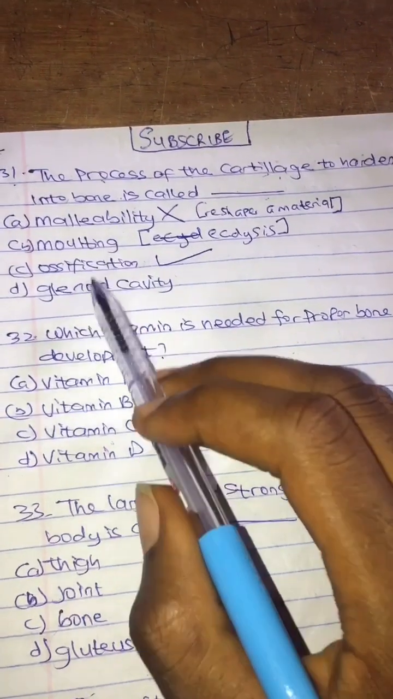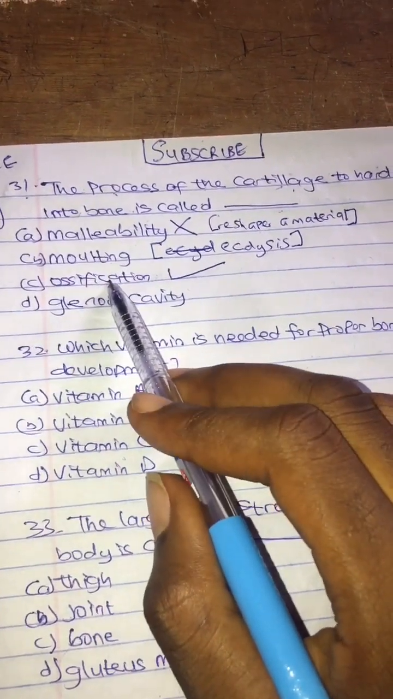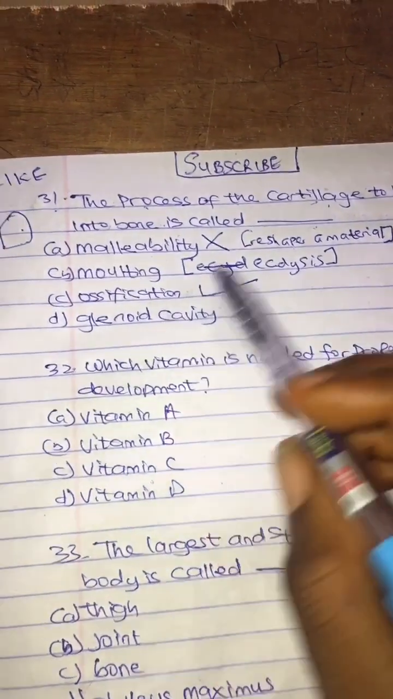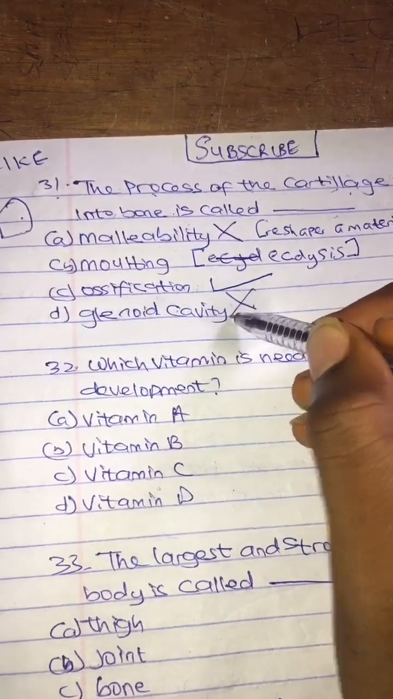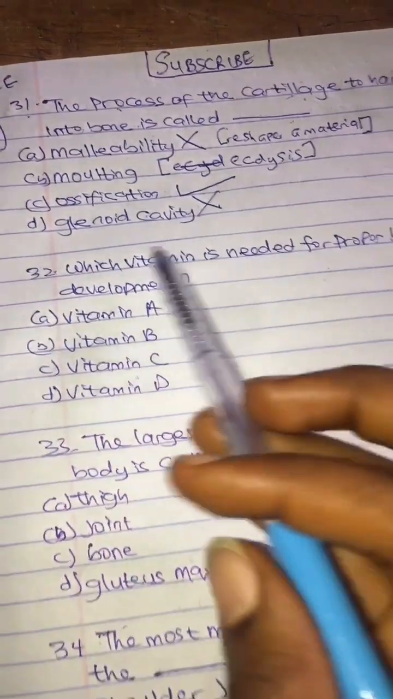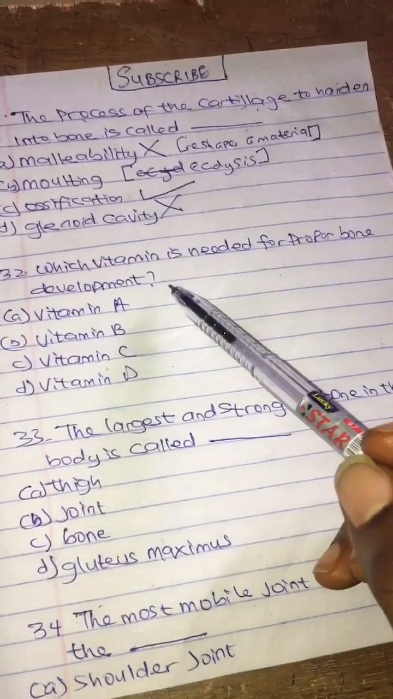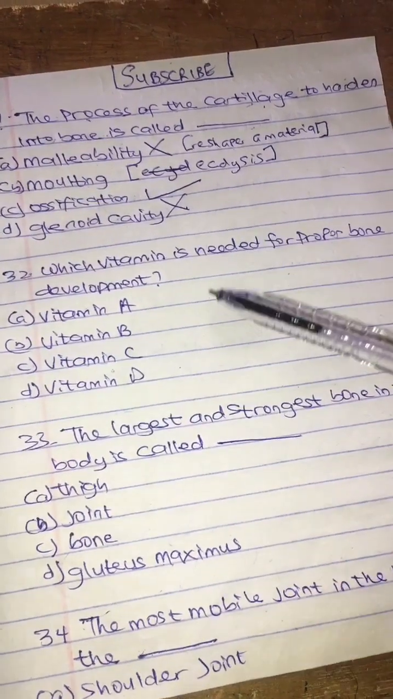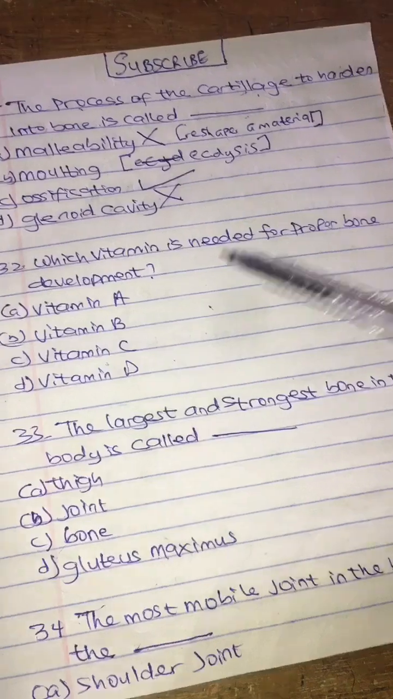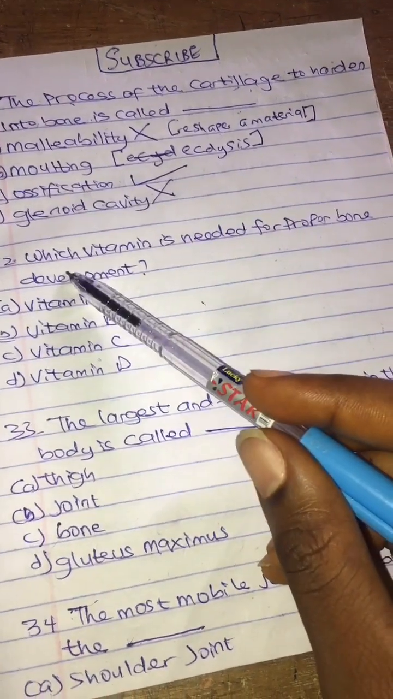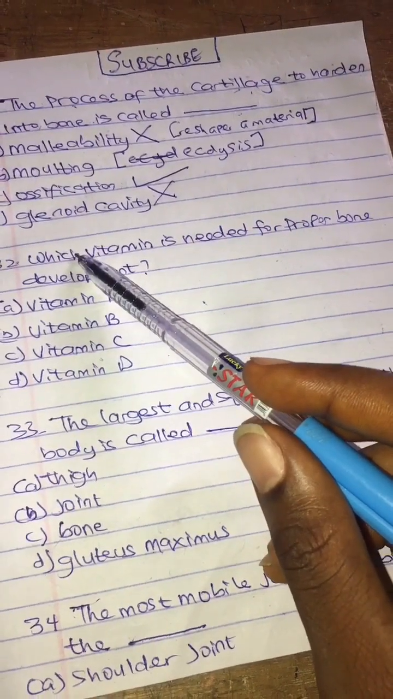This question, they also asked me in my JAMB exam. Please note the question now. Glenoid cavity is out of it. Question 32. Please note this question. You should be able to answer it. Let me give you 3 seconds to answer the question. 3, 2, 1. You should be able to get the answer correctly now.